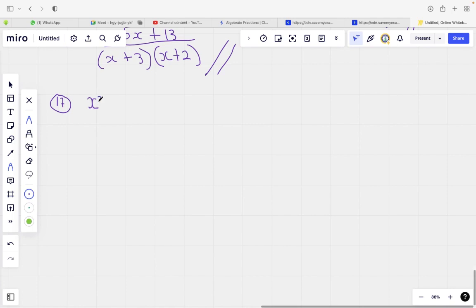So this question is x squared minus 3x, all over x squared plus 2x minus 15. Can you try this?